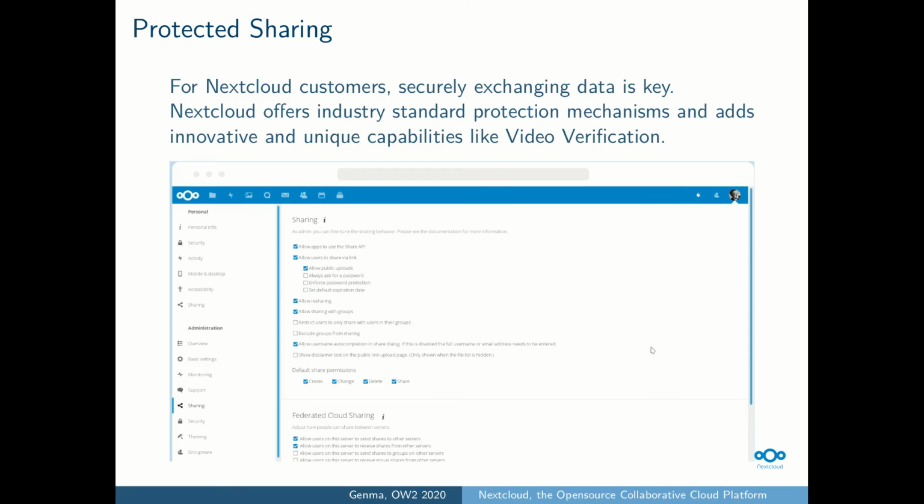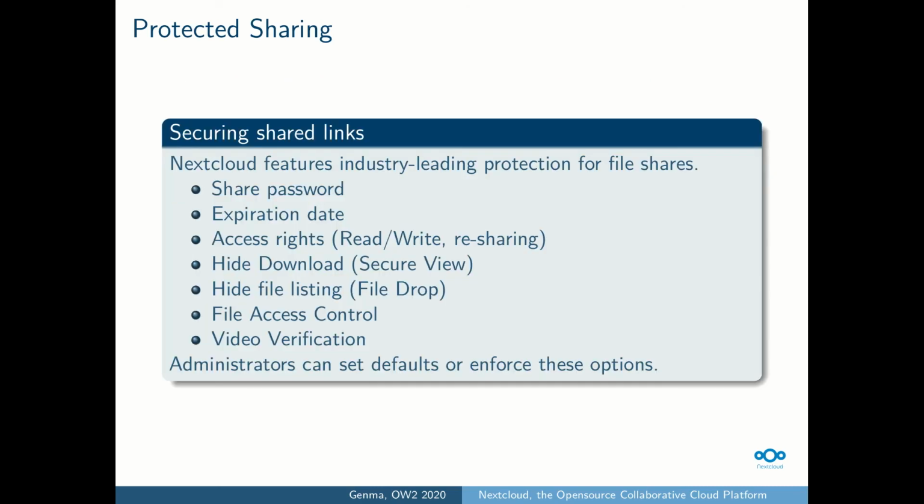Protected sharing. For Nextcloud customers, securely exchanging data is key. Nextcloud offers industry standard protection mechanisms and adds innovative and unique capabilities like video verification. Secure share link. Nextcloud features industry-leading protection for file shares: share password, expiration date, access rights, read-write sharing, hide download, secure view, hide file listing, file drop, file access control, video verification. Administrators can set defaults or enforce all these options.